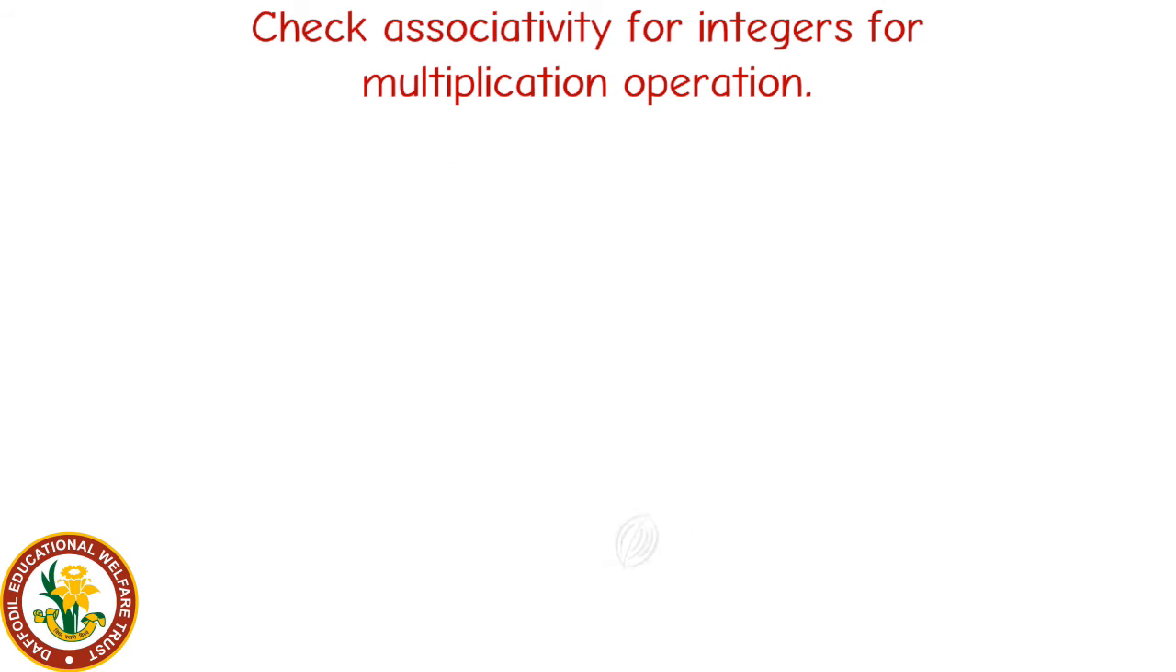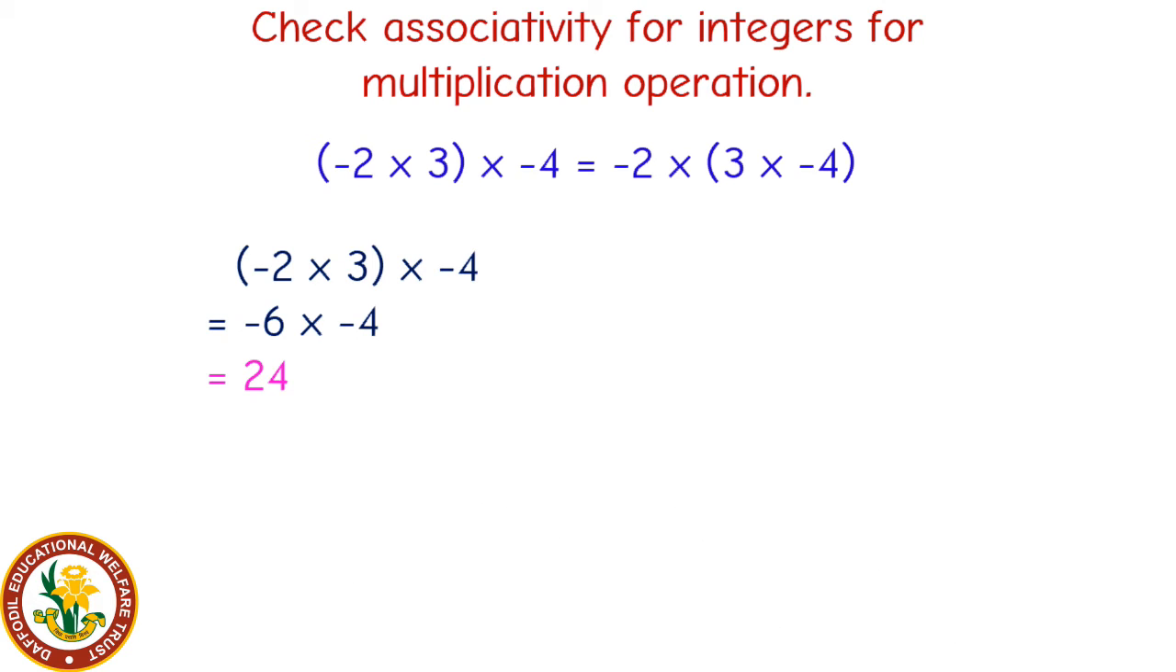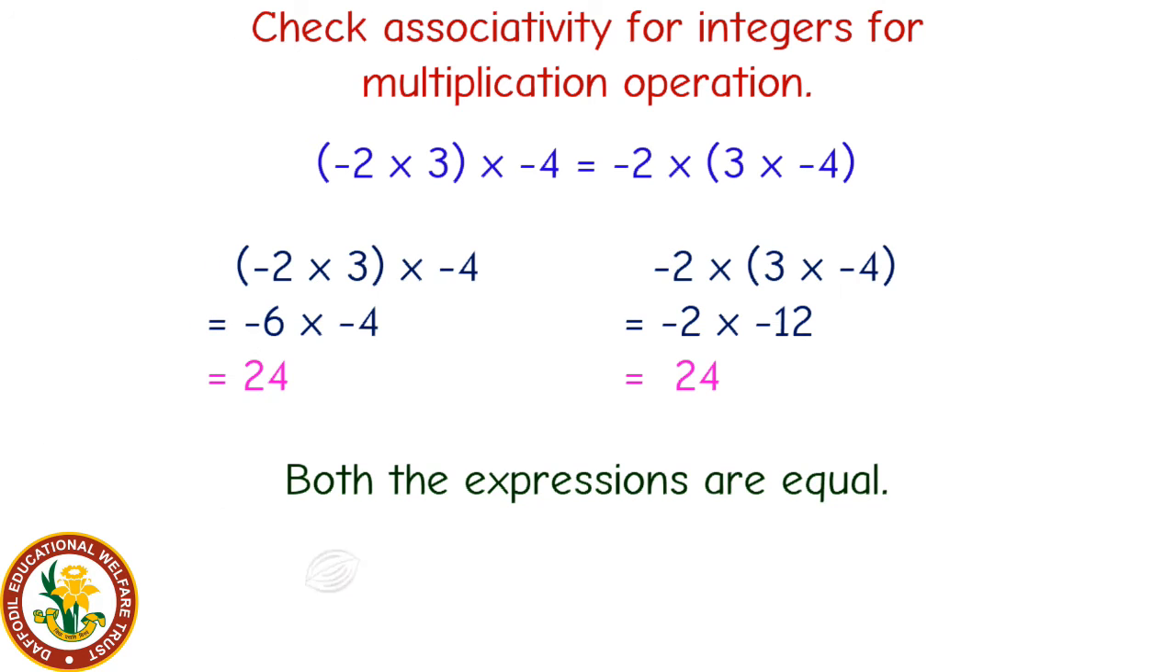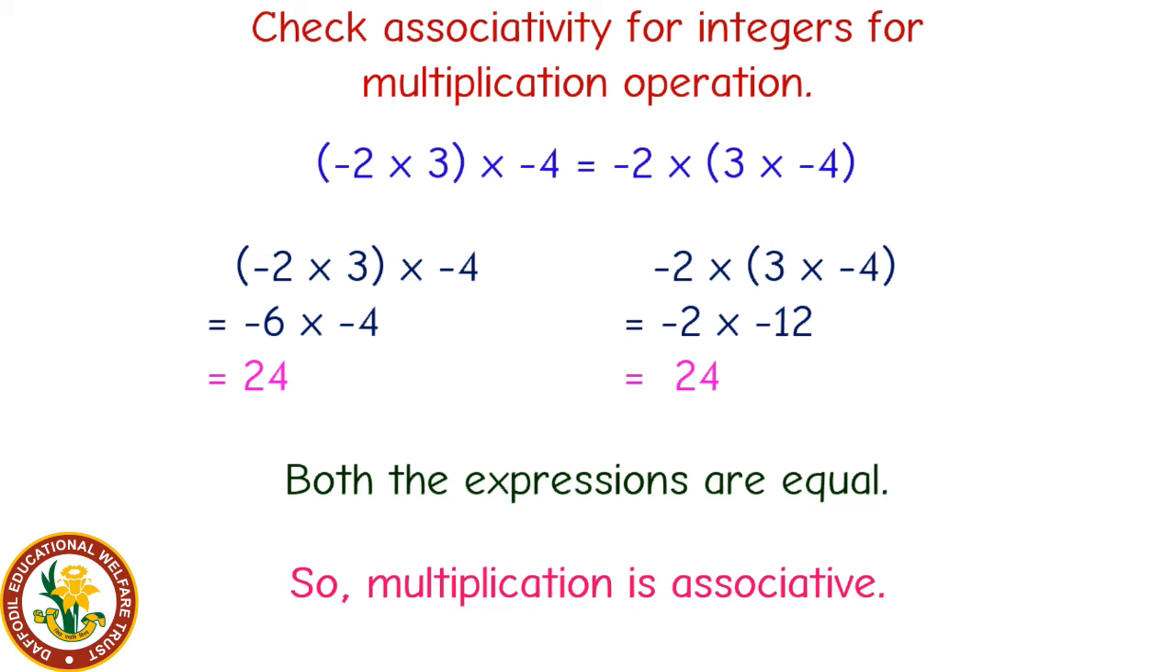Let's check associativity for integers for multiplication operation. Is (-2 × 3) × (-4) equal to -2 × (3 × (-4))? (-2 × 3) × (-4) is equal to -6 × -4, which is equal to 24. And -2 × (3 × (-4)) is equal to -2 × -12, which is equal to 24. Both the expressions are equal. So, multiplication is associative.